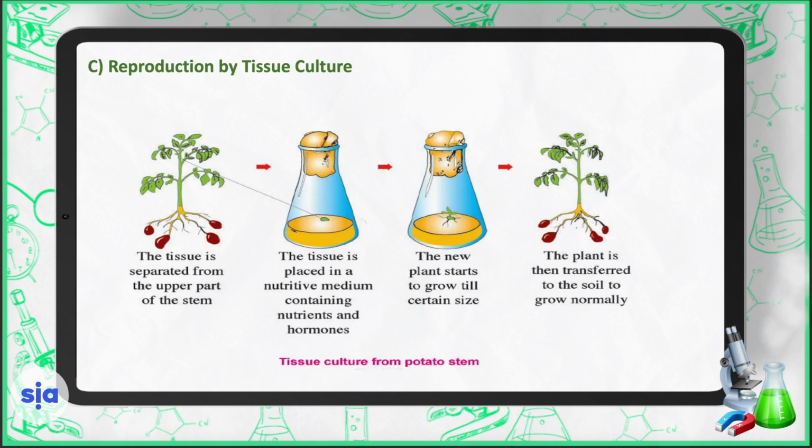This is the last type of the artificial vegetative reproduction. It's called tissue culture. The tissue is separated from the upper part of the stem and then placed in a nutritive medium containing nutrients and hormones. The new plant starts to grow to a certain size, and then we transfer this plant to the soil to grow normally. So tissue culture is a process of multiplying a small part of a plant to get many identical parts.